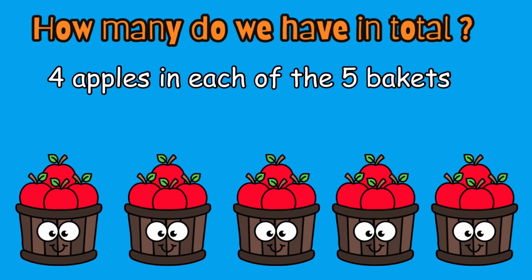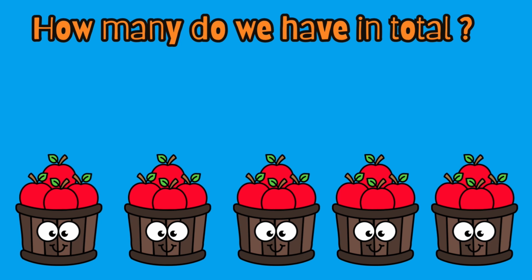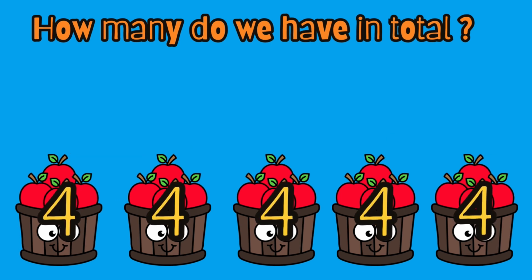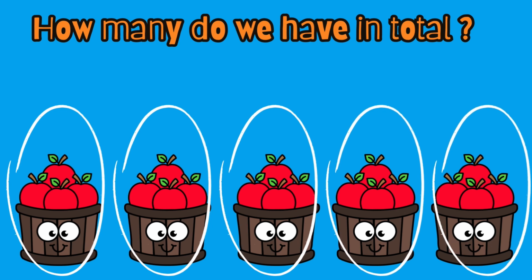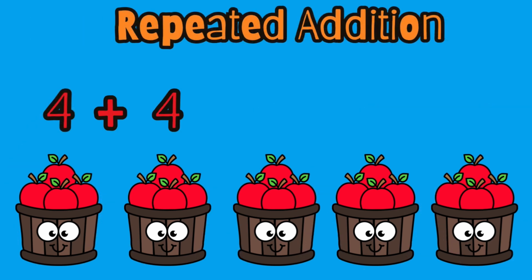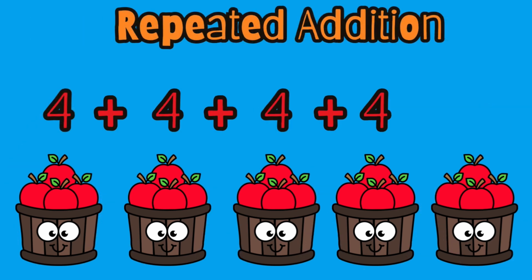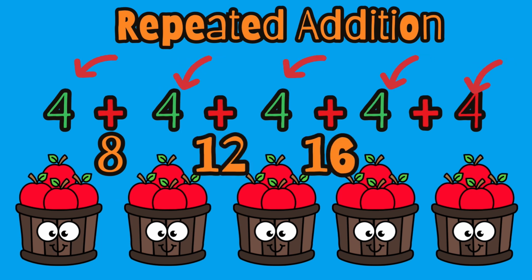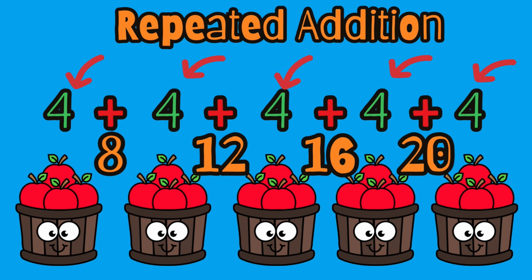I have some baskets with apples in each. I have 5 baskets and I know that I have 4 apples in each. Instead of counting one by one, we can use equal groups. I know that I have 4 apples in each basket, and I know that I have 5 baskets. So I can add 4 plus 4 plus 4 plus 4 plus 4, which means that I'm going to be adding the number 4 5 times, because remember that we have 5 baskets and 4 in each basket.